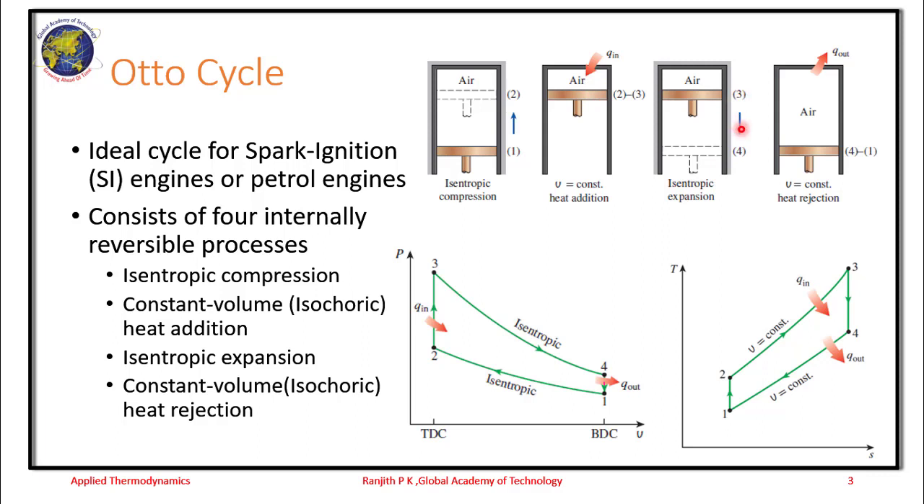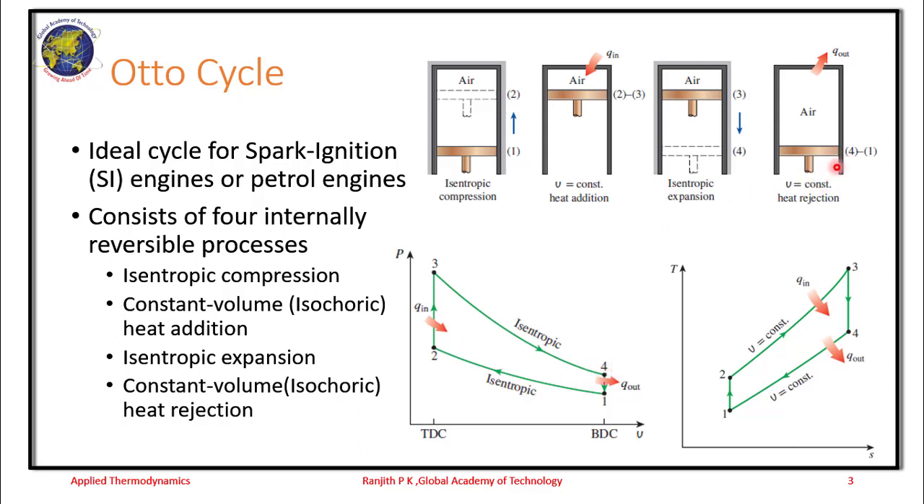In the process 3 to 4, what happens is the air fuel mixture ignites, the piston moves from top dead center to bottom dead center, and then it starts to liberate its heat energy. So this is shown in the process 3 to 4, that is nothing but the isentropic expansion, the piston moving from the top dead center to the bottom dead center.